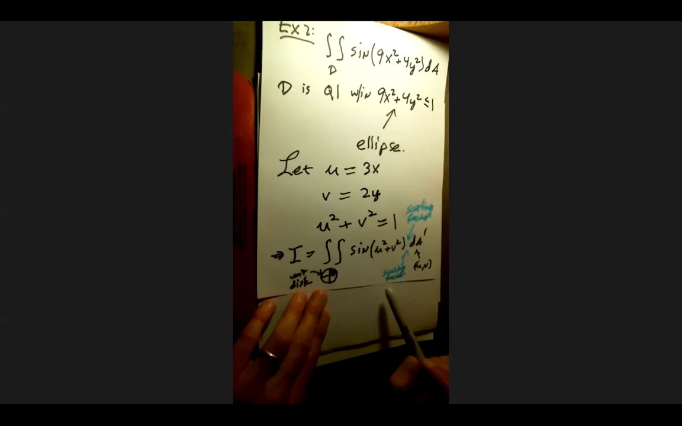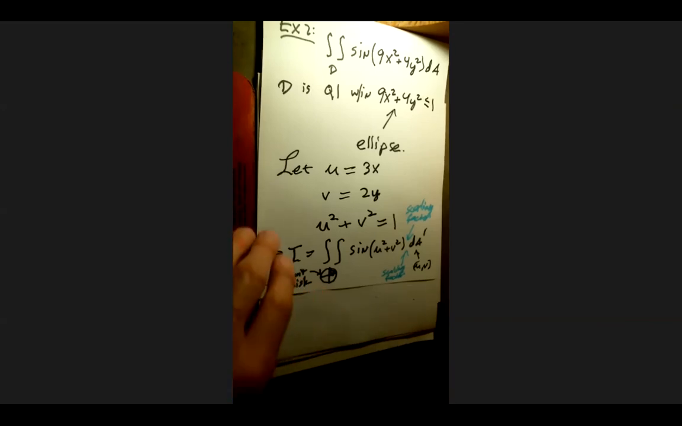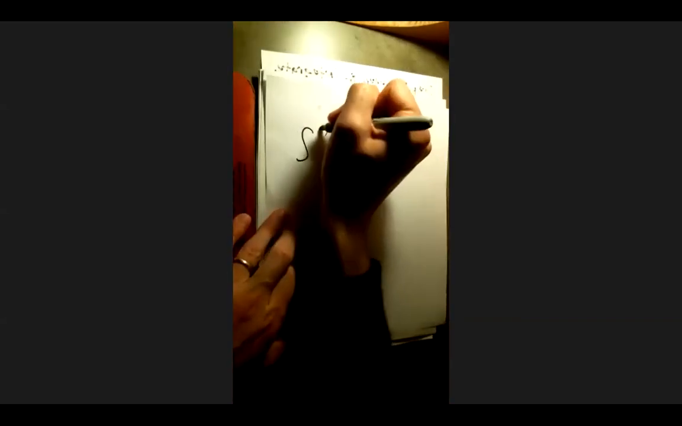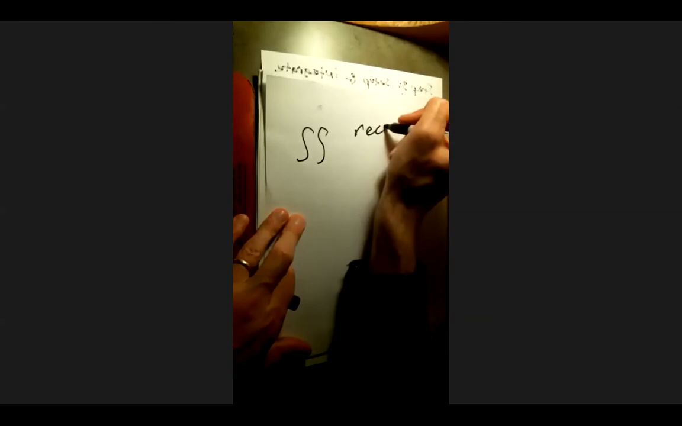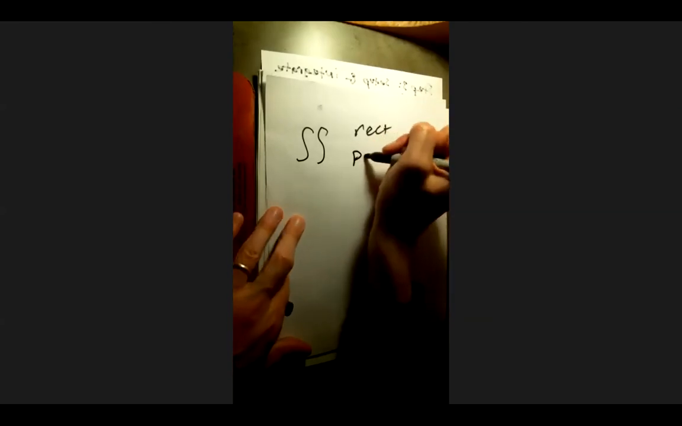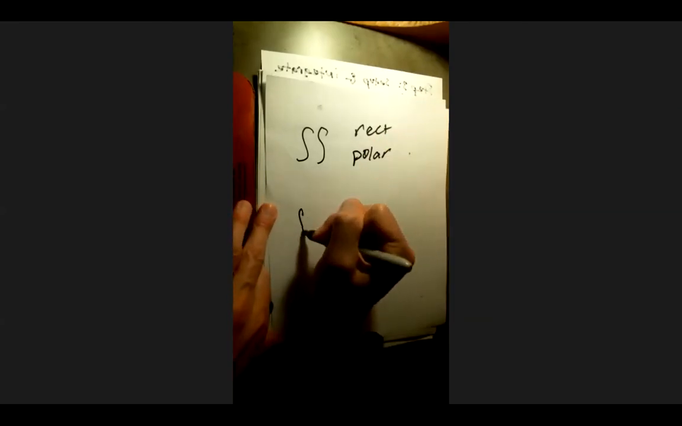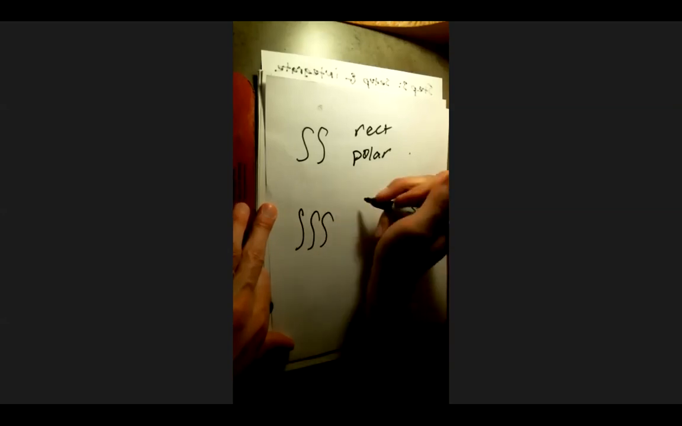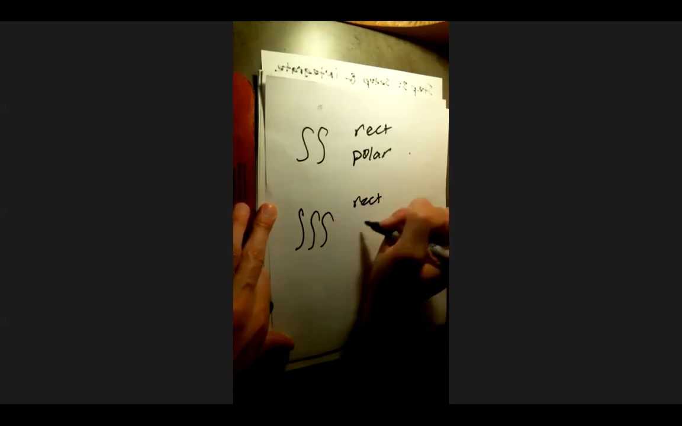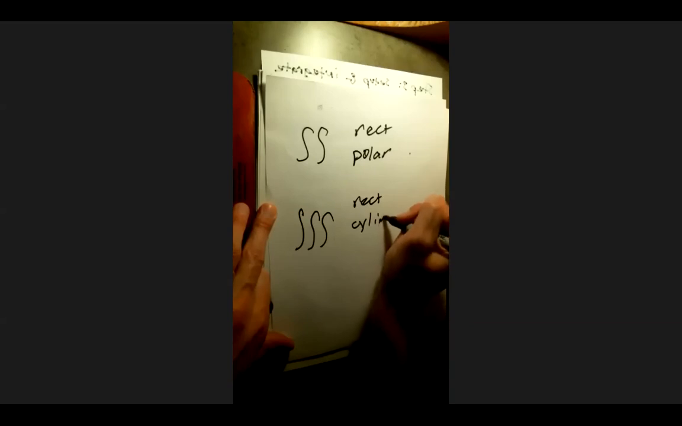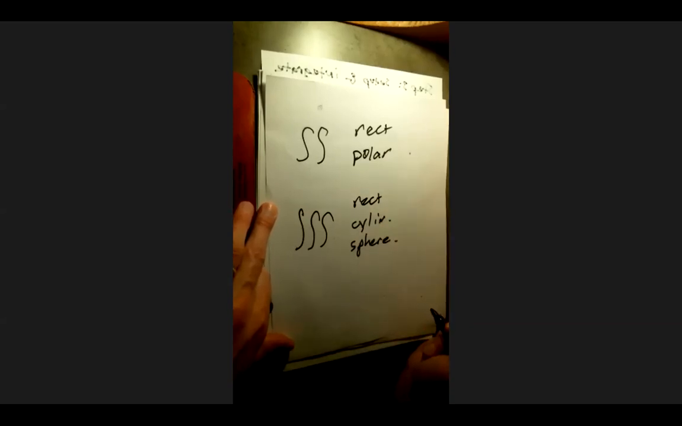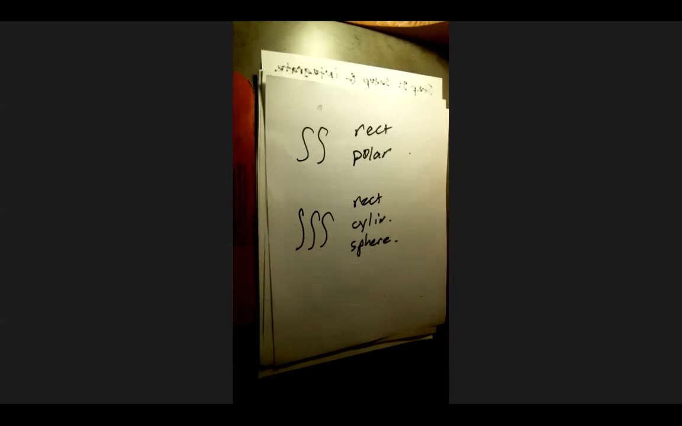Could you say that just one more time, just so I can remember? You have rectangular and you have polar. If you have triples, you have rectangular, cylindrical, and spherical.